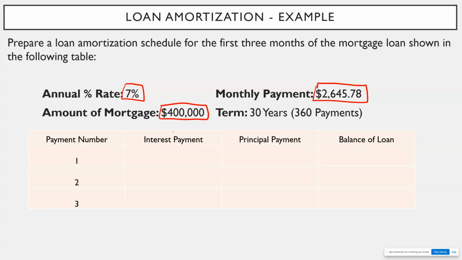So here's what we want to do. We're going to look through the first three payments on this loan. We want to figure out how much of our monthly payment goes to interest on the loan, how much goes to principal, and what is the balance of the loan. So there are three things you need to find: interest payment, principal payment, and balance of the loan. Let's do it for the first payment.